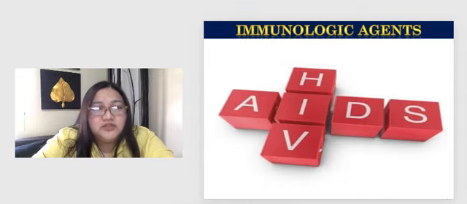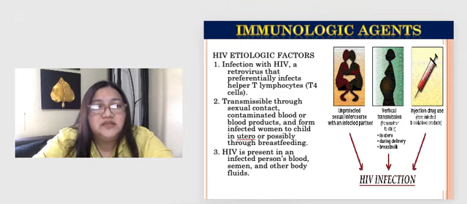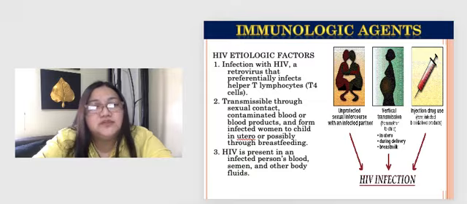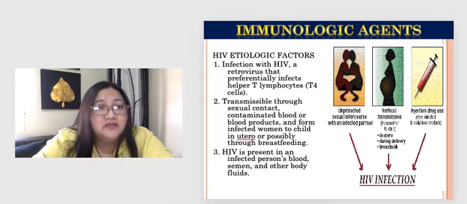Next of the immunologic agents are special drugs for a special condition of the immune system, which is having HIV or AIDS. Okay? HIV is the Human Immunodeficiency Virus. Ang virus na ito ay ini-invade ang immune cells. You can be infected with HIV. It's a retrovirus. It infects our immune cells, particularly the lymphocytes, the helper T cells, or the T4 cells.